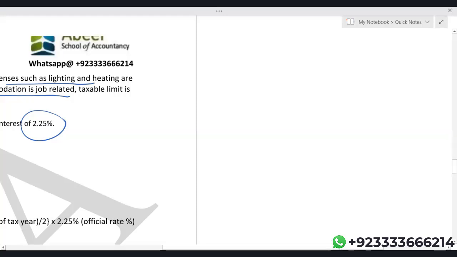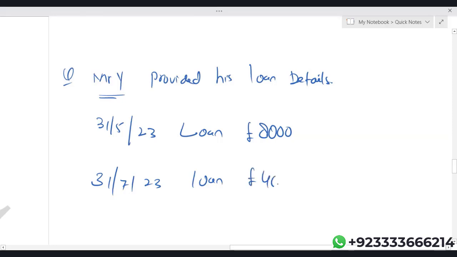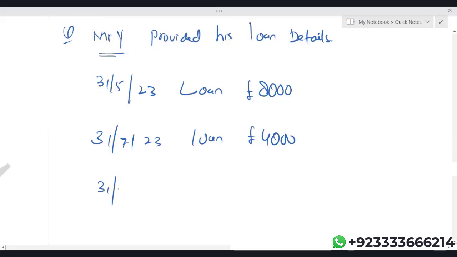Okay, now, for example, Mr. Y provided his loan details. Let's say 31st May 2023, he took the loan the first time. The amount of the loan is £8,000. On 31st July 23, he took a loan of £4,000. In December 23, the loan amount is £5,000.